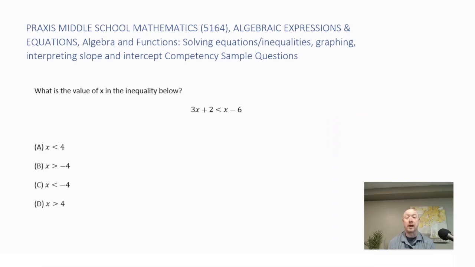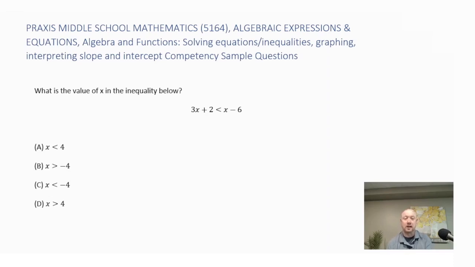What is the value of x in the inequality below? 3x plus 2 is less than x minus 6. Is it A, x less than 4, B, x greater than negative 4, C, x less than negative 4, D, x greater than 4? All right, so with inequalities, when we're solving, we solve them just like we solve equalities with one step difference. If you divide by a negative, you have to flip the inequality symbol.